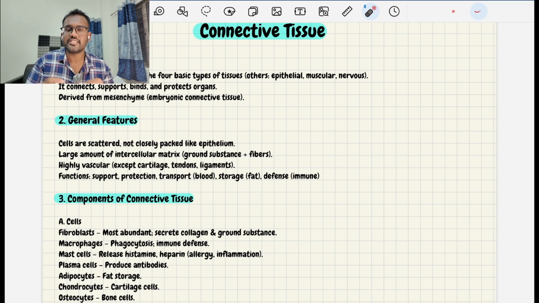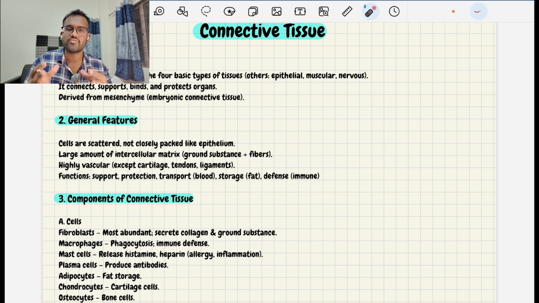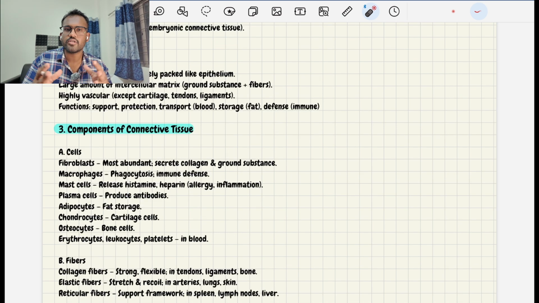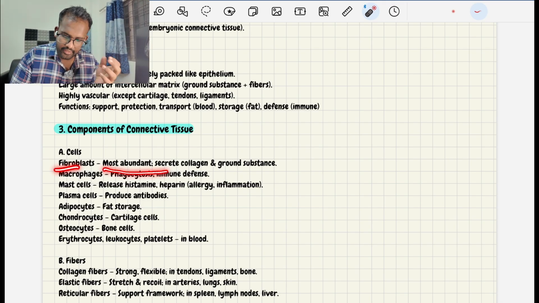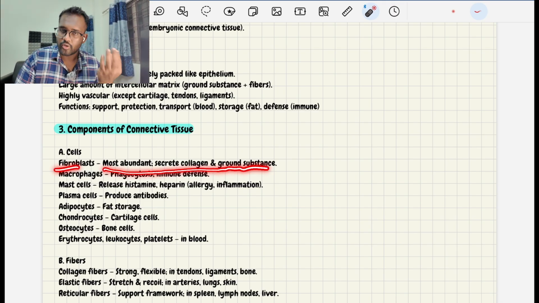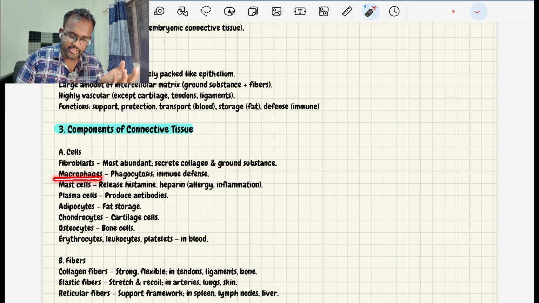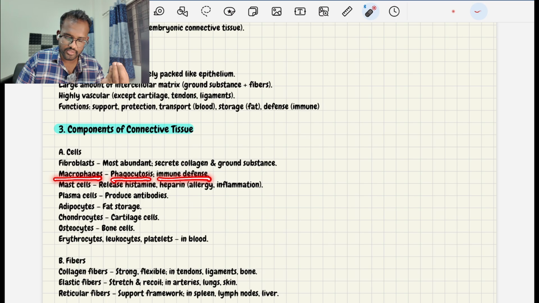Whenever the cartilage is damaged, it will take a lot of time to recover, because we don't have blood vessels there, so the nutrients available are very few, and the recovery will not be as fast compared to other parts of the body. There are types of connective tissue cells, that is the fibroblast cell, most abundant, which secretes collagen and ground substance. Then we have macrophages, which perform phagocytosis and help in immune defense.